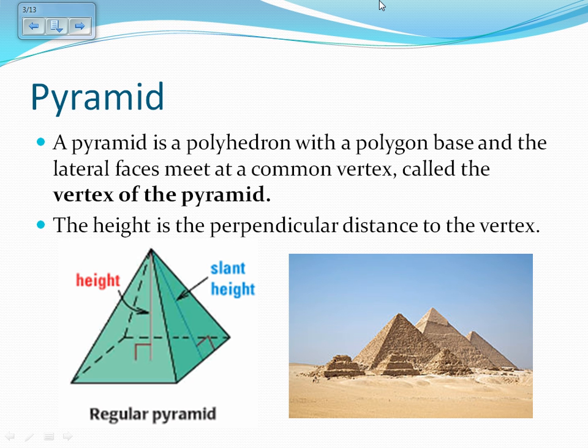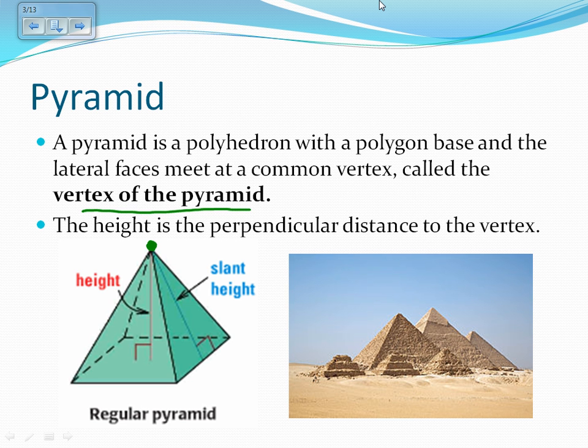So a pyramid is a polyhedron. Remember, polyhedron means that it's just constructed from all polygons. Okay. So it's made of all polygons with a polygon base, and the lateral faces meet at a common vertex. And that's called the vertex of the pyramid. That's right here. All right? The vertex of the pyramid is up at the top, okay? So when you think of pyramids, think of having a base, and then the sides all come together at one point right in the middle above it, okay?